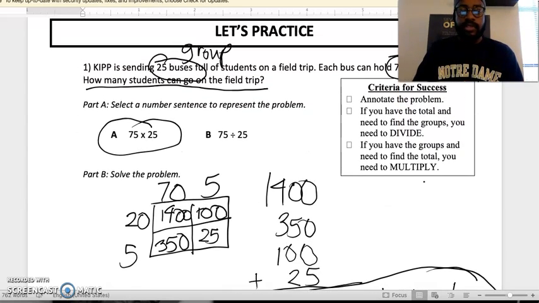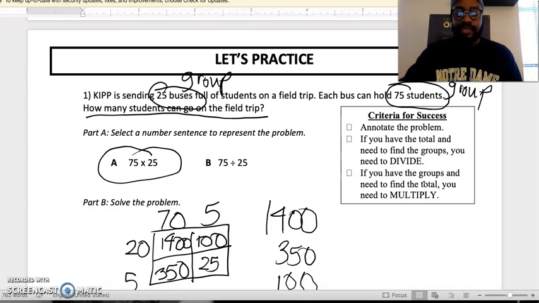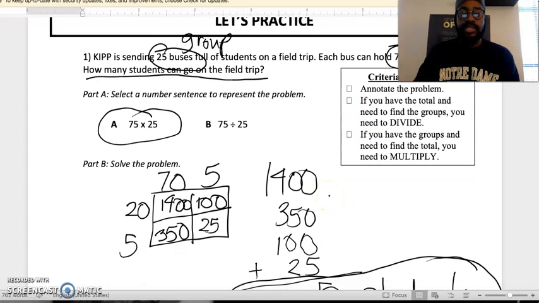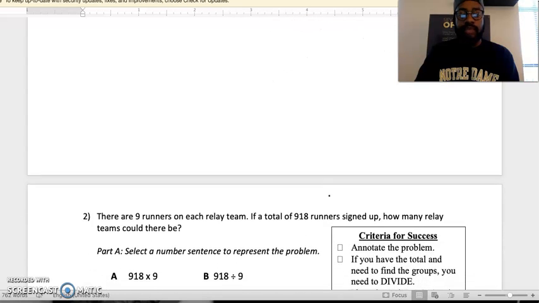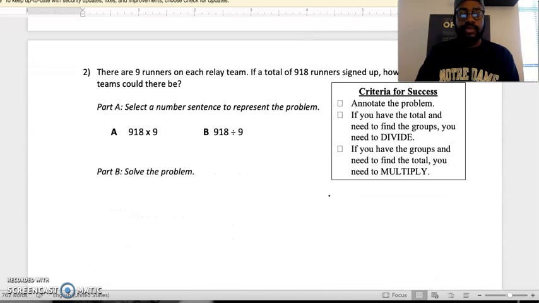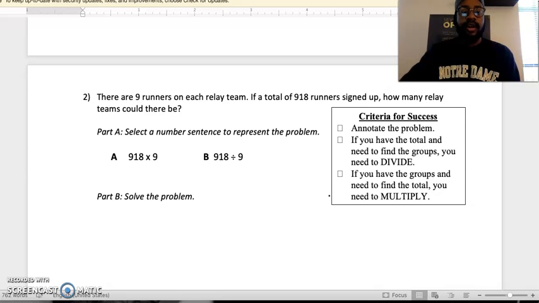So in order for me to figure that out, I had to annotate and then figure out what's missing. If the total is missing, then I know I need to multiply to find the total. If the total is there and the group is missing, then I need to divide to find the group. We're going to use that same strategy for this next problem. It says, there are 9 runners on each relay team. If a total of 918 runners signed up, how many relay teams could there be?